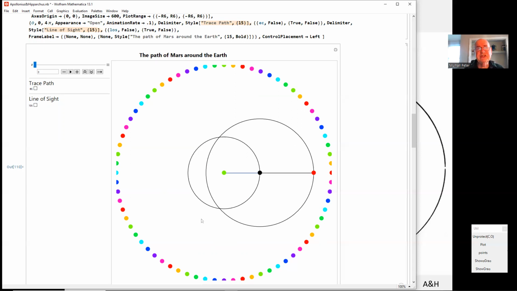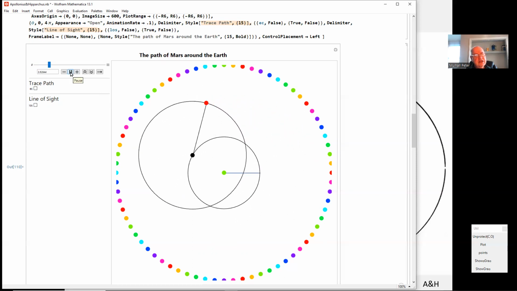But after all, what is retrograde? Retrograde is when we see from the background stars. Okay, here's my background stars. When you see the line of sight from the Earth to the planet, the planet seems to move around the background stars, and every once in a while it goes backwards a little bit and then continues going forward. Apollonius solves this problem. Let's take a look.